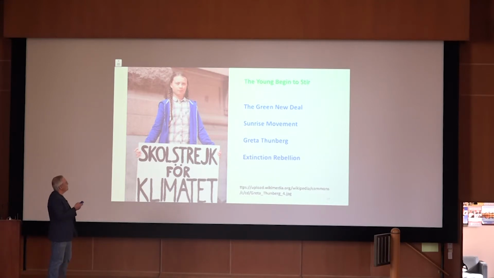And then, of course, the young begin to stir. We have a Green New Deal. The Sunrise Movement, I don't know if you know what the Sunrise Movement is, but it's sort of the brain trust behind the Green New Deal. Greta Thunberg here, who is sort of an international pop cultural phenomenon, right? It's really interesting that humanity throws off people like that.